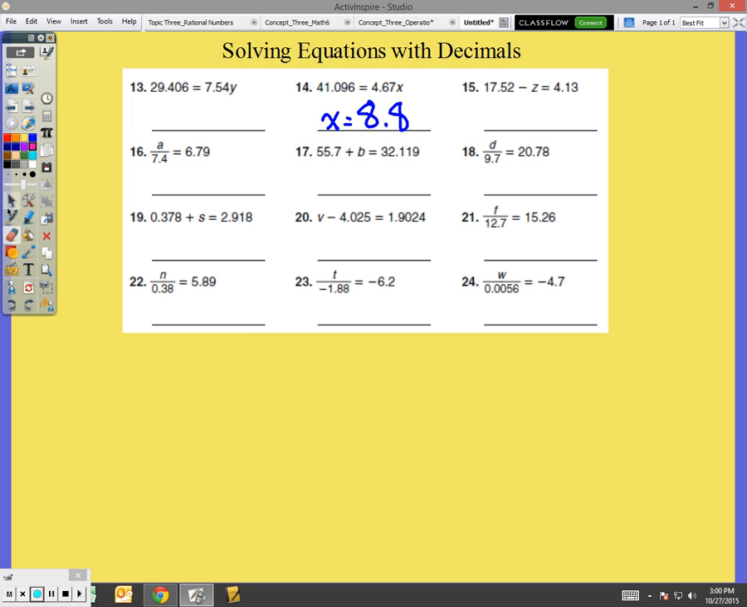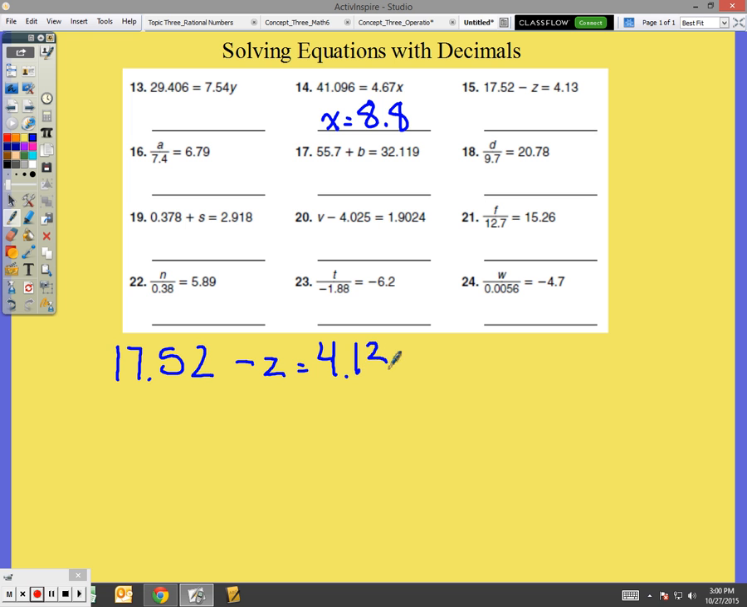All right, let's look at another one. I was really intrigued by, where's that one I saw? I liked 15. I also like 20. But let's do 15. The 15, I'm going to rewrite it, is 17 and 52 hundredths minus z is equal to 4 and 1300ths.